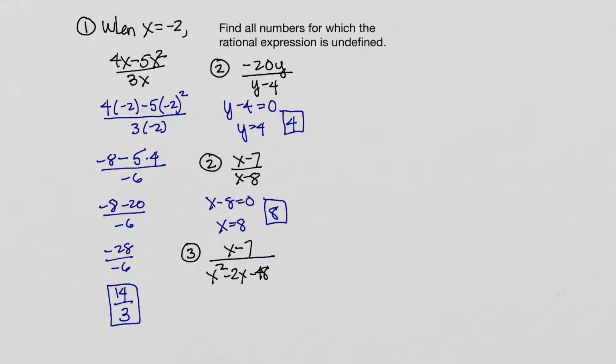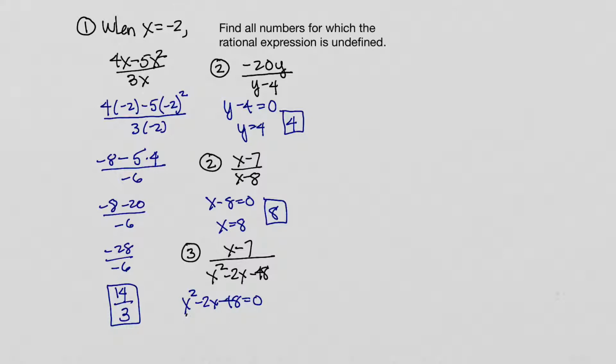Now look at this expression here in number 3. We've got a numerator, x minus 7, which is not anything we have to worry about, right, because numerators can be 0. But now we have a quadratic in the denominator. What's going to make this equal to 0? So we're going to ask x squared minus 2x minus 48 equals 0. And what values of x produce that?